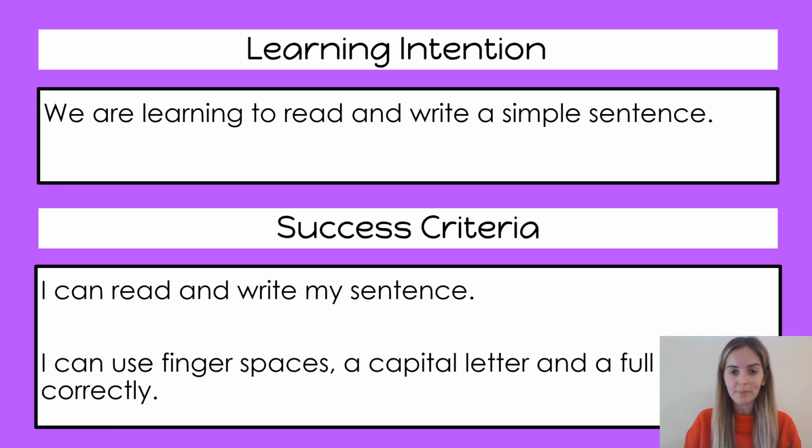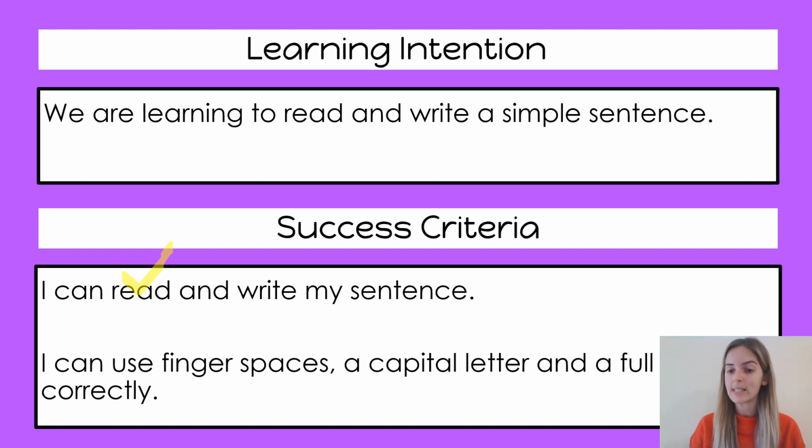So now that we have completed our activity, we are going to go back to our learning intention to make sure that we have done everything we needed to do in our lesson today. Now, our learning intention was we are learning to read and write a simple sentence. Our first success criteria is I can read and write my sentence. Now, I'm going to put a tick right here over read because we did read our sentence.